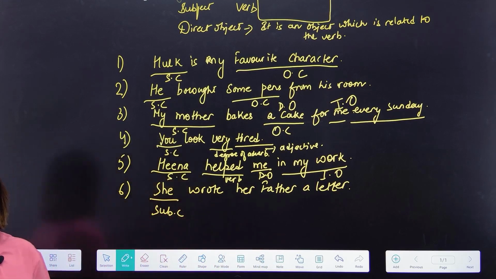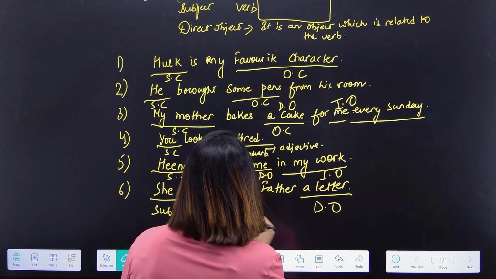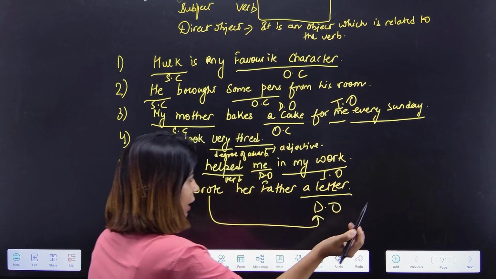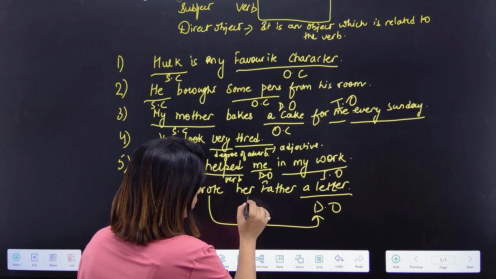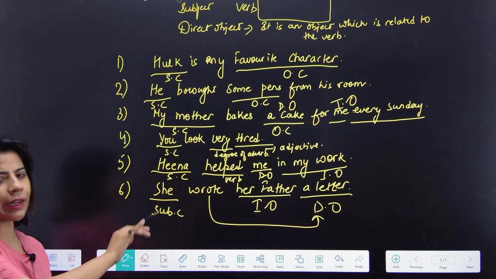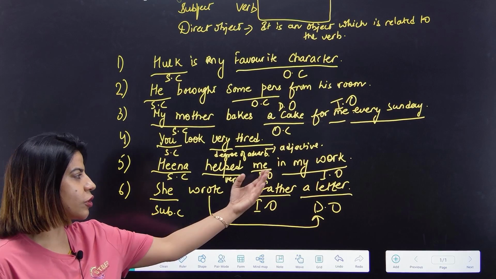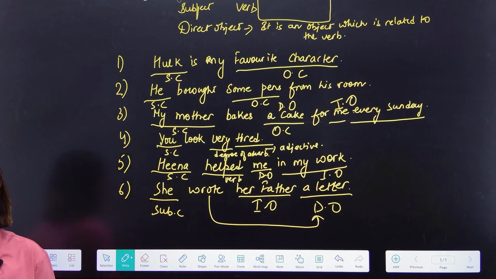And indirect. Right. A letter is direct because what did she write? A letter. To whom did she write? A father. So the object which is directly related to the verb is your direct object, and the object which is related to the direct object is indirect object.